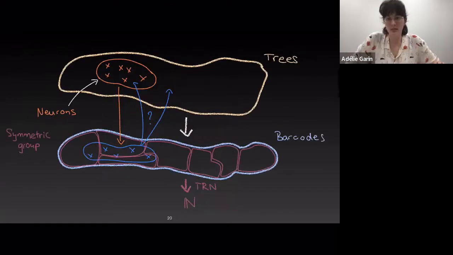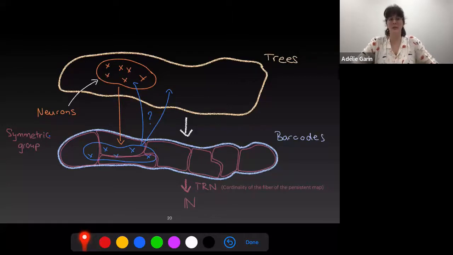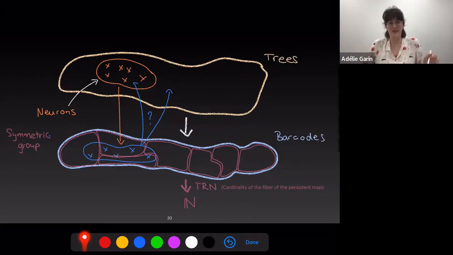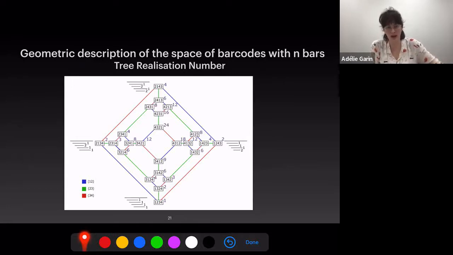So this is again the same plot as at the beginning, except that now we can classify barcodes by this permutation type. And then we can project that even further to n using the trivialization number, which is the cardinality of the fiber of the persistent map. So this is kind of a summary of where we are now. And as I said, there's a lot of group theory and combinatorial things that we can do using this symmetric group point of view now.